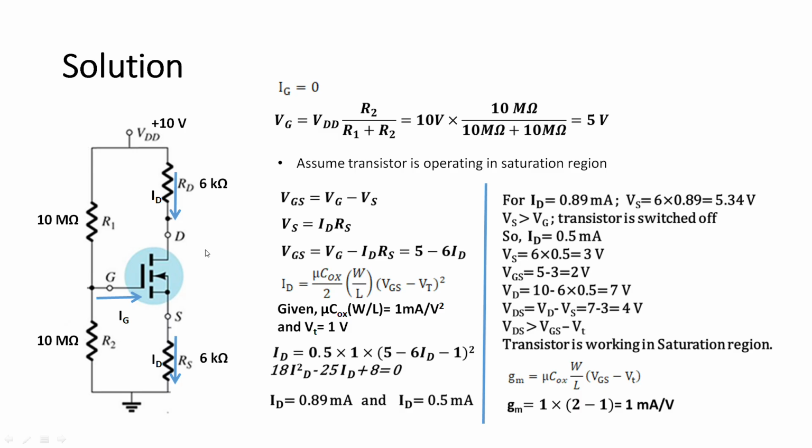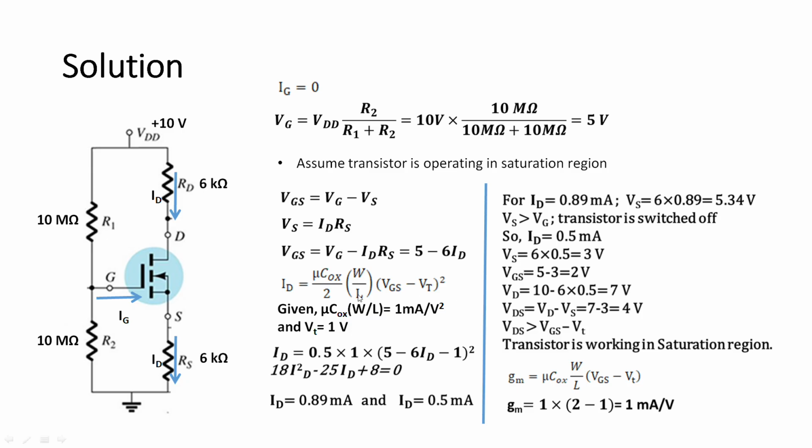Now let's assume that in this circuit the transistor is working in saturation region and the gate potential is 5 volt. We have found that. So VGS is Vg minus Vs. Vs is the potential drop across this resistor Rs. So Vs equals Id into Rs. So you can write VGS equals Vg minus Id into Rs equals 5 minus 6 Id.